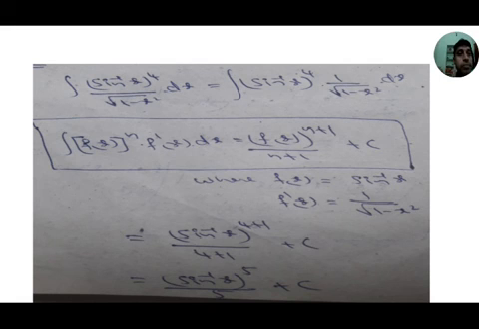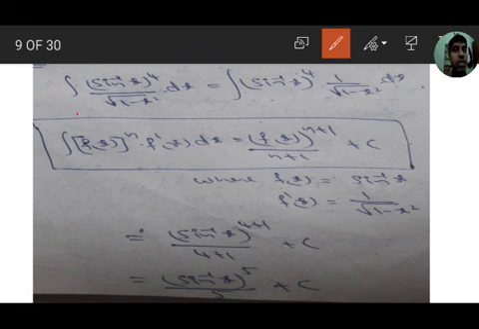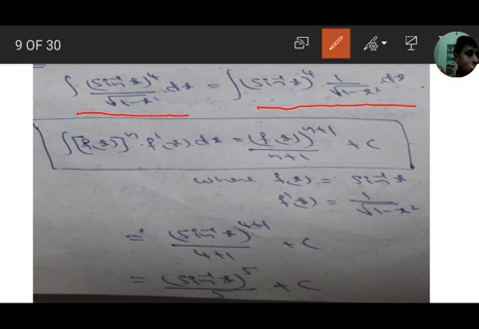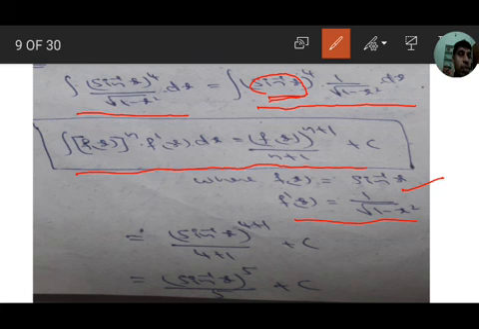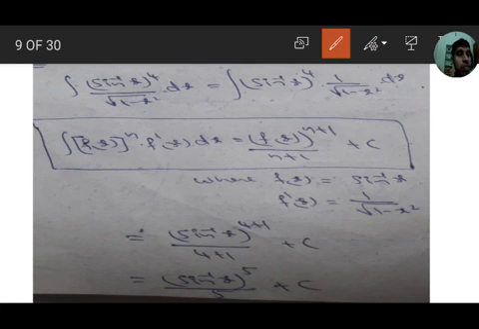Or it can be done by direct formula. So integration (sin inverse x) whole to the power of 4 by square root of 1 minus x square dx equals integration (sin inverse x) whole to the power of 4 into 1 by square root of 1 minus x square dx. So here f of x equals sin inverse x, f dash x equals 1 by square root of 1 minus x square. So it is f of x whole to the power of 4 into f dash x dx. Therefore the formula: integration f of x whole to the power of n into f dash x dx equals f of x whole to the power of n plus 1 by n plus 1 plus c.